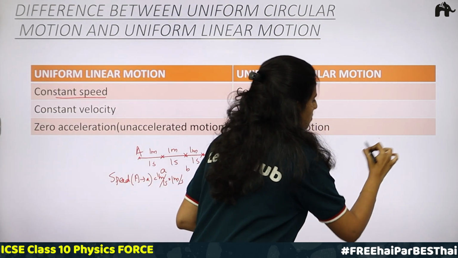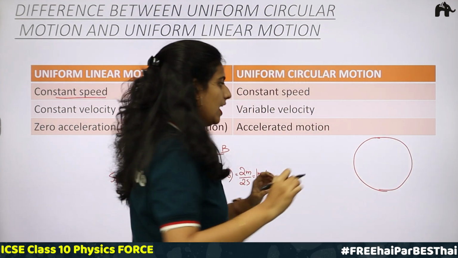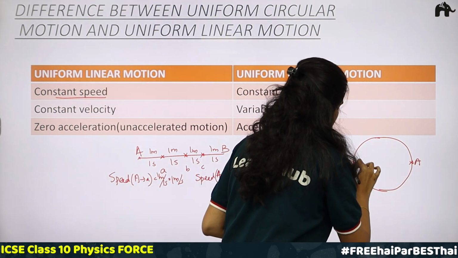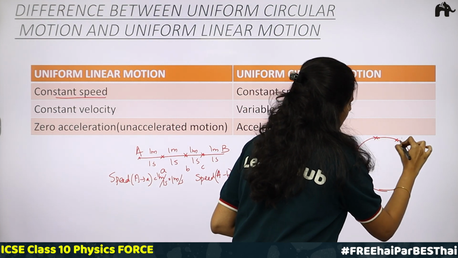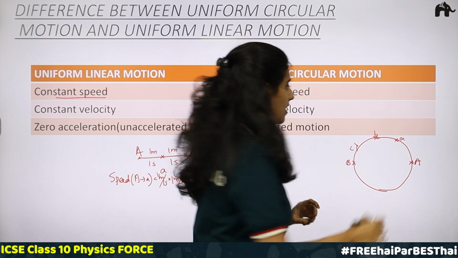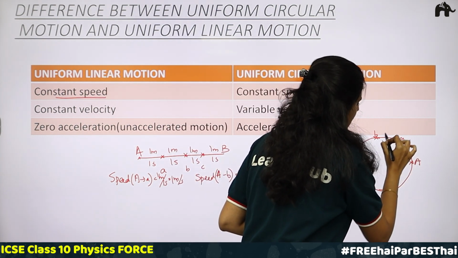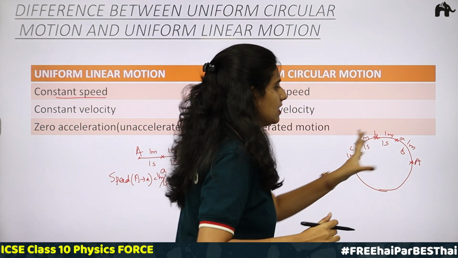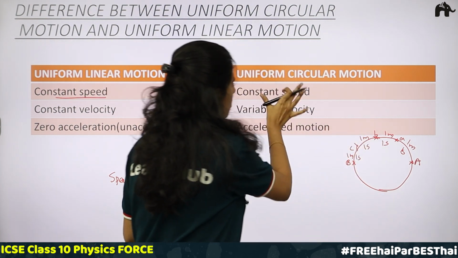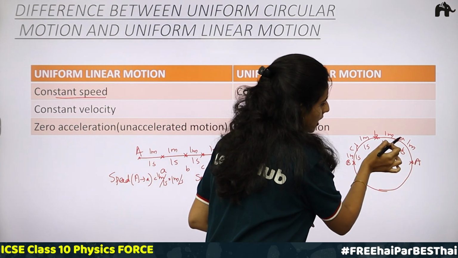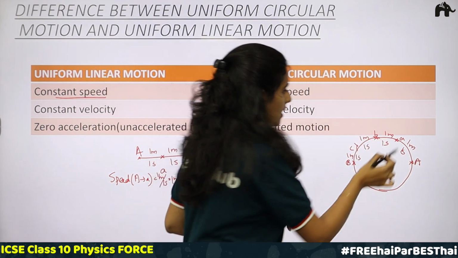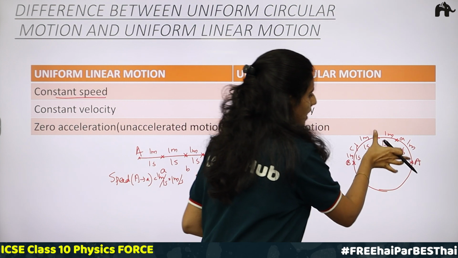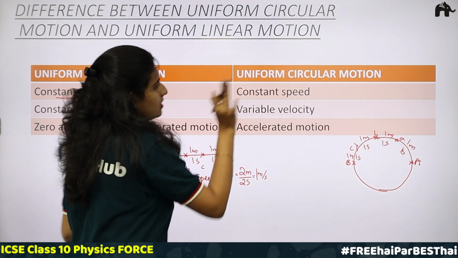Now when you come to uniform circular motion, again take the same case from point A to reach point B. We are considering 3 points A, B, C. In 1 second, 1 meter. Next 1 second, 1 meter. Next 1 second, 1 meter. Again 1 second, 1 meter. So equal distance is travelled in equal time, which means the speed will be constant. If you calculate first from A to a, 1 meter by 1 second, 1 meter per second. A to B, 1 plus 1, 2 meters by 2 seconds, which is again equal to 1 meter per second. So when you calculate, you get constant speed.